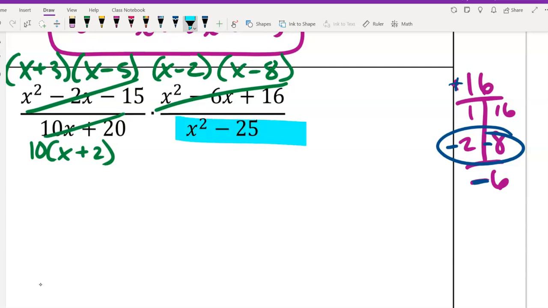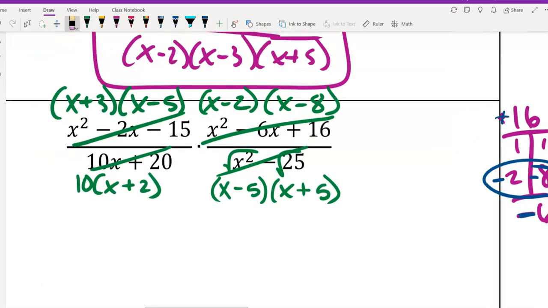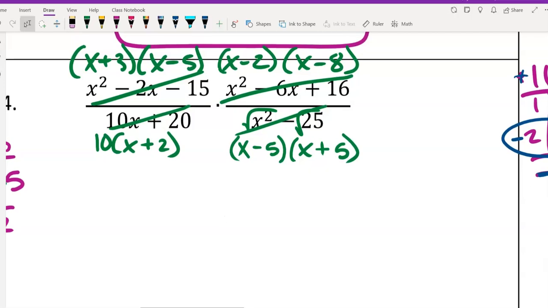All right, and for the last one, again, difference of squares. 25 is a perfect square, x squared is a perfect square. When we square root them, we end up with x and 5. So we need a plus 5 and a minus 5. Now that everything is factored, we can go crazy just canceling everything out. I see a pair of x minus 5s.